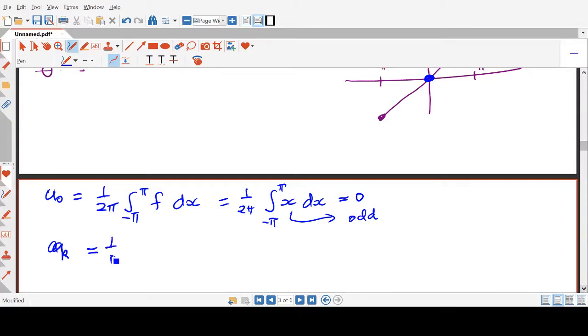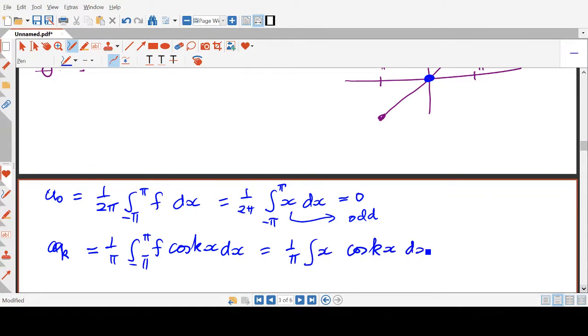That's 1 over pi integral from minus pi to plus pi of f of x cos kx dx. In other words, that's 1 over pi integral of x cos kx dx from minus pi to plus pi. By the way, when you say odd and even functions, you must have the same limits, minus and plus, the same numbers, from the same number on the left to the same number on the right. In this case, what's the answer there? Is it 0 again?